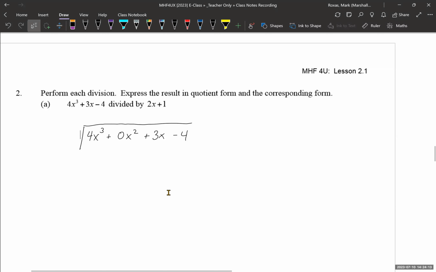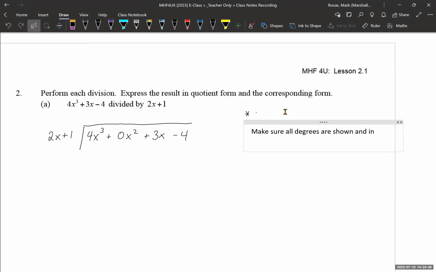And my divisor here is 2x plus 1. Okay, so my note here, I'm going to say make sure all degrees are shown and in descending order. Notice how I put the terms in the correct order by the highest degree to the lowest. That has to be done too. Okay, let me carry out the algorithm.